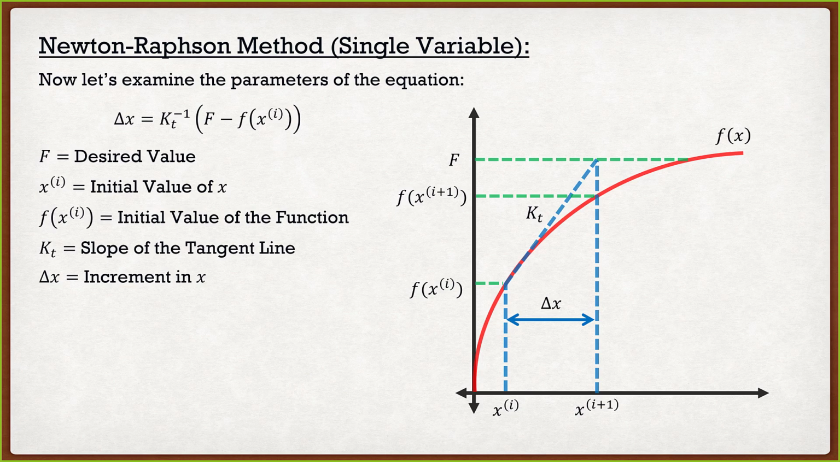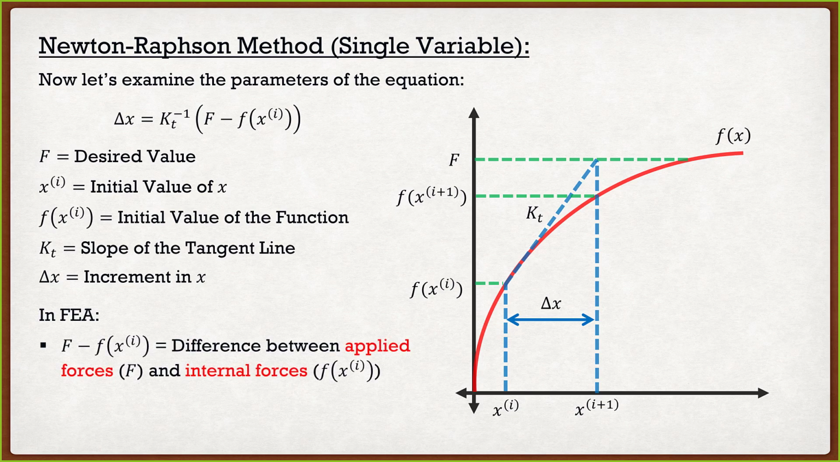That's basically all we're doing. Now, in an FEA context, f minus f of xi is the difference between our applied forces and our internal forces. And delta x is typically our displacement increment. It makes sense. If we have a beam in our FEA model and we apply 200 kilonewtons on this beam, we're going to increase that displacement until our forces balance.